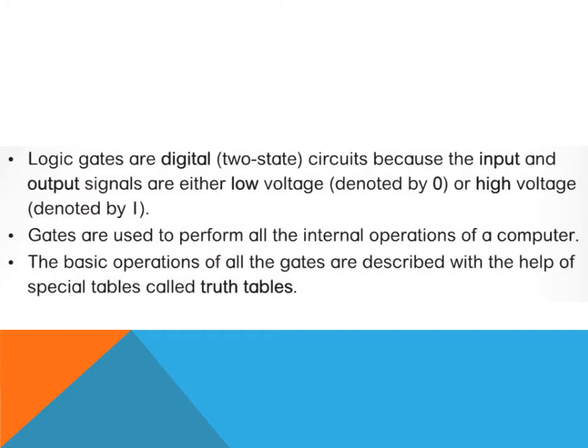Since it is a two-state circuit, we represent the two states using the binary digits. There are 2 digits in binary, 0 and 1. So 0 will represent the low voltage and 1 will represent the high voltage. So whenever there is a gate and you have to input an electric signal, that electric signal will be either a low voltage or a high voltage. If it is a low voltage, we will denote it by 0, and if you are putting a high voltage, we will denote it by 1. Simple thing.